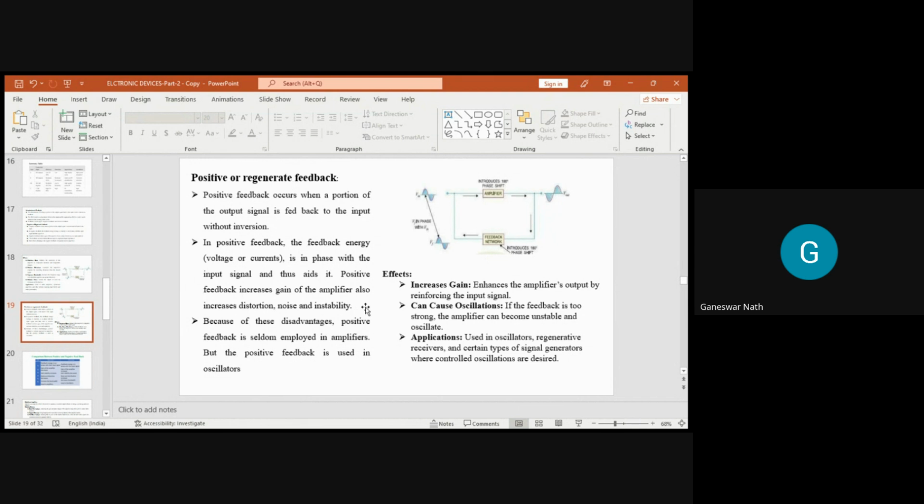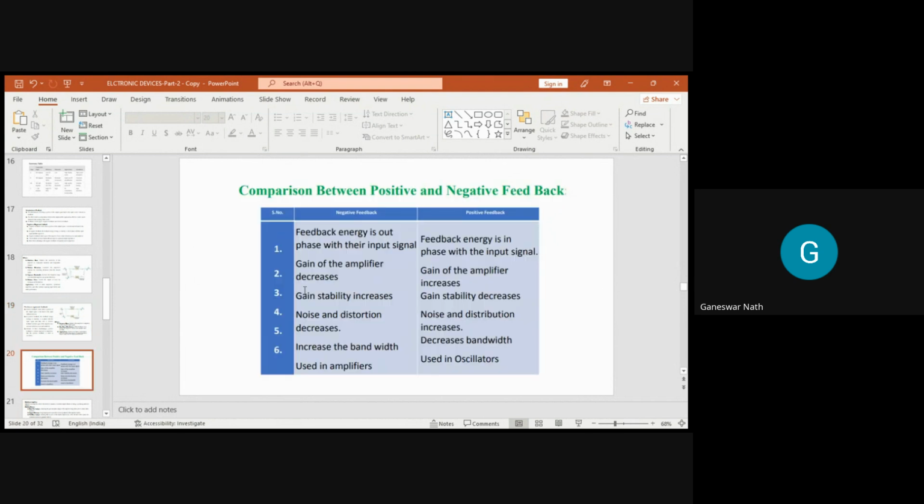So this is the concept of positive feedback. Now you can see a comparison I put in, negative feedback and also positive feedback. You can look at this nicely. Feedback energy is out of phase with the input signal; feedback energy in phase with the input signal. Gain of the amplifier decreases; gain of the amplifier increases.